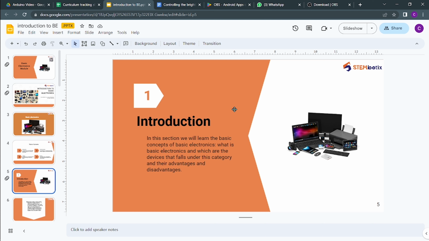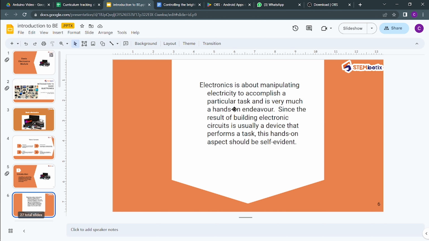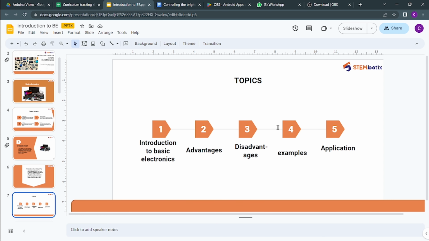So let's focus on our first slide, the introduction. We'll see what electronics is. Electronics is about manipulating electricity to accomplish a particular task and is very much a hands-on endeavor. Electronics is the devices you can see around you. Nowadays, there are so many basic electronics devices around you, for example a laptop, a phone you're using the whole day, a printer. These devices make our lives simple and easy, and help so much in our day-to-day life. The topics in this slide are the introduction to basic electronics, advantages, disadvantages, their examples, and where we can apply them, so the basic applications.